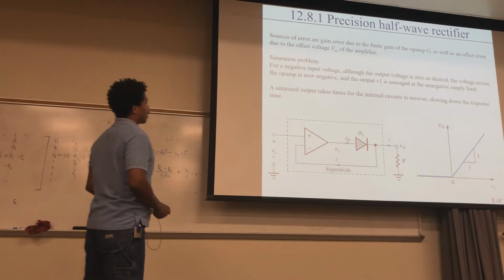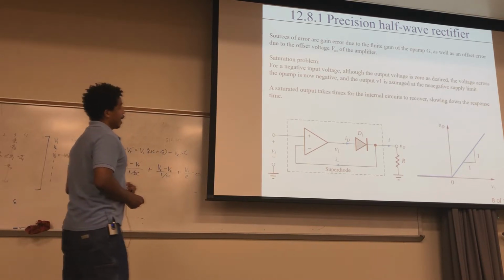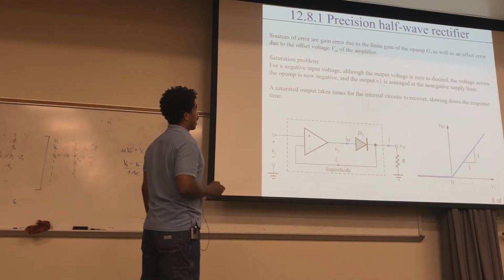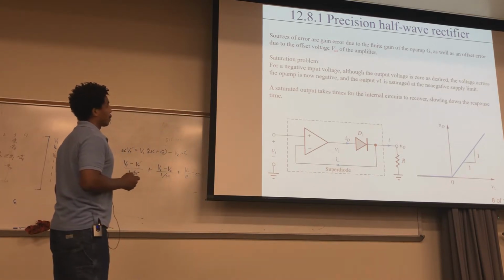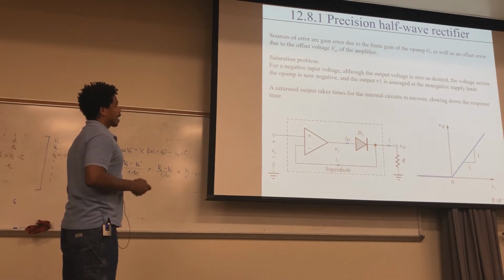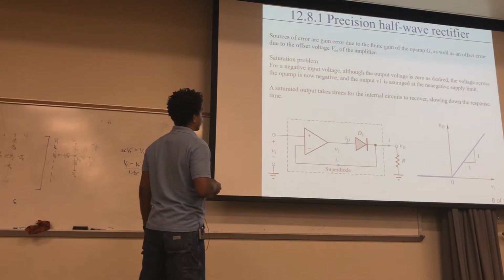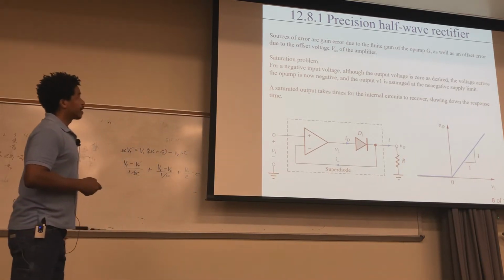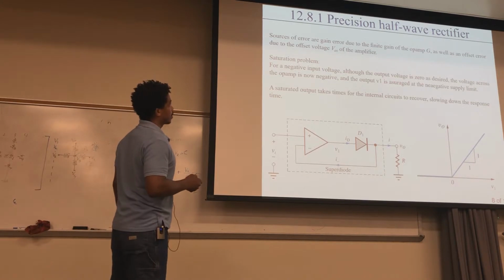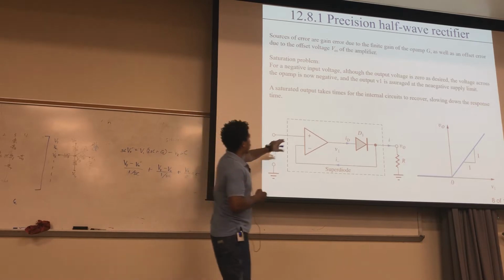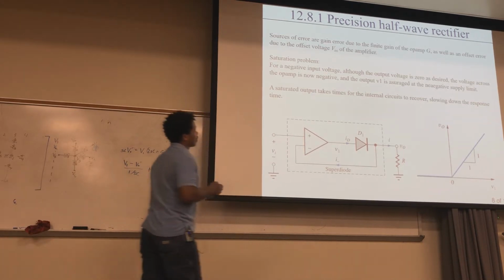All right, so there are some sources of error, some things that we've seen before. One source of error is the gain error due to the finite gain of the op-amp, and another one is the offset voltage. Another problem with this type of super diode is that it has a saturation problem. If you have a negative voltage at the input, the output voltage is 0 as desired, and the voltage across the op amp is now negative, and the output V1.